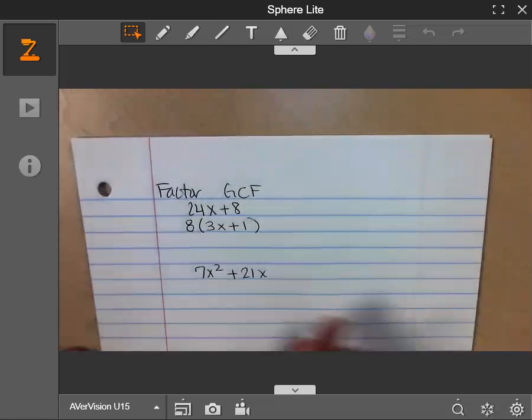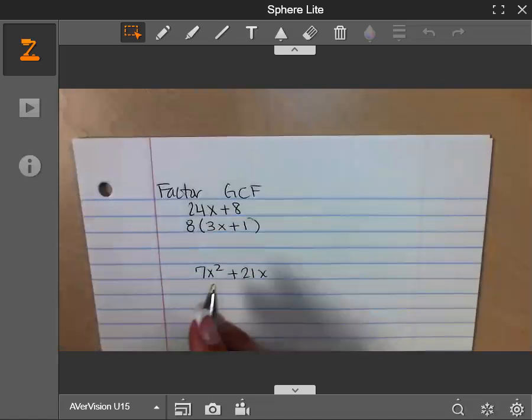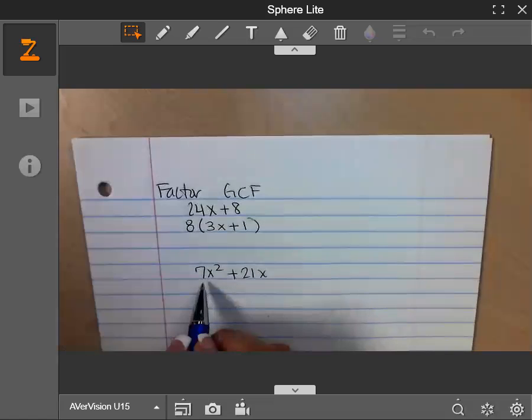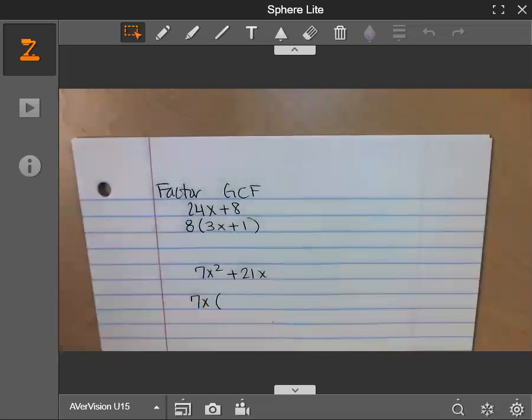Here is another one, and this one also has variables in both, so we want to look at this one. We consider each term separately. So 7x squared and 21x in common, they have a 7 because that goes into both of these numbers. They also have an x in common because that goes into both of these. So we would take out 7x, and that would go out in front of the parentheses.